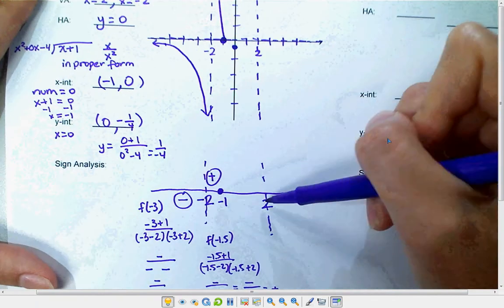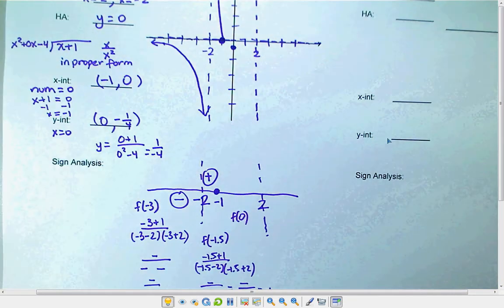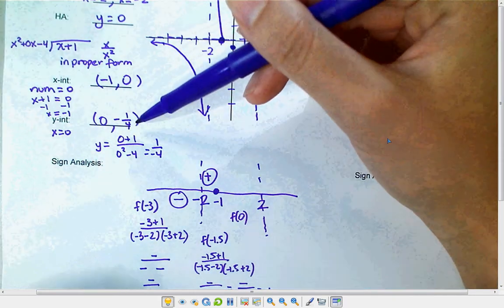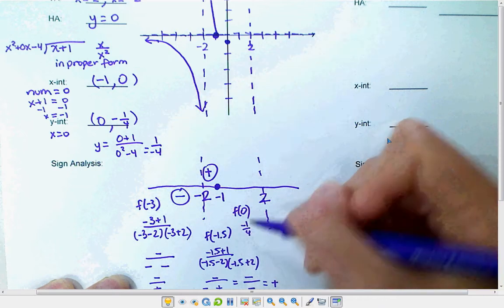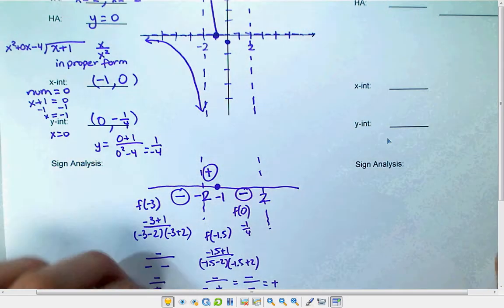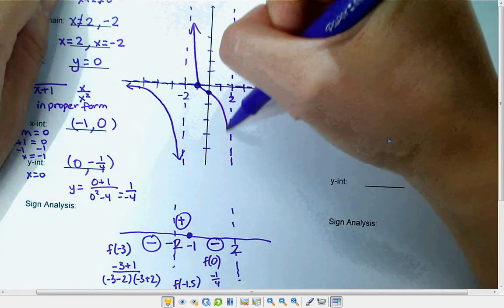Between -1 and 2, we actually already have a point here because we could pick f of 0. We've already found f of 0. It's our y-intercept. It gave us -4. So we know that this section right here is -4, which is a negative number. So everything over here is going to be negative. So we're going to connect our points, and this is going to go down.